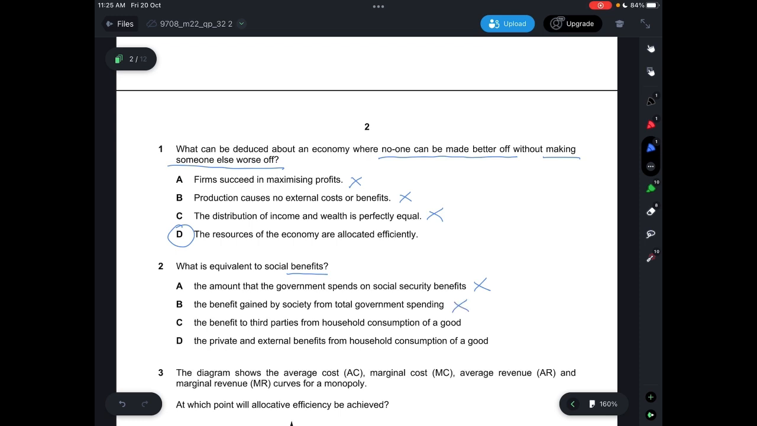And C, the benefit to third parties from household consumption of goods. This one is external benefits, not social benefits, because social benefits are a combination of both the external benefits and also the private benefits. So D, the private and external benefits from household consumption of goods, should be the answer. So answer is D.